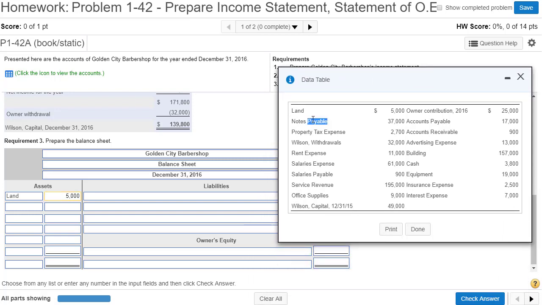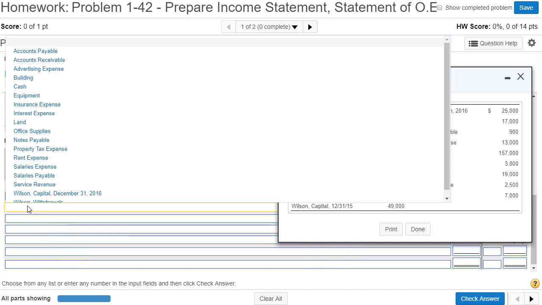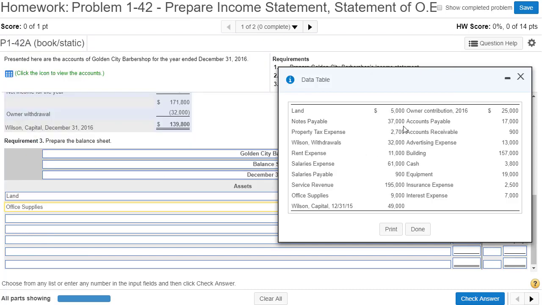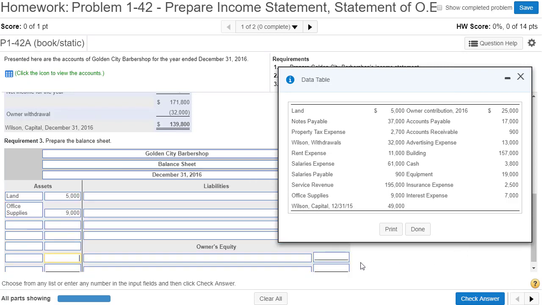So notes payable, that's not an asset, that's a liability. So let's see, what else do we have for assets? We got office supplies, $9,000. So I'm going to copy and paste that. Office supplies. Office supplies are things like the paper, copier paper, printer cartridges, stuff like that.